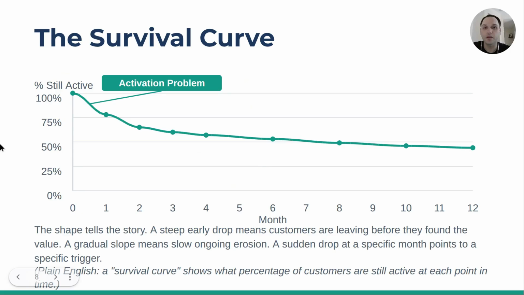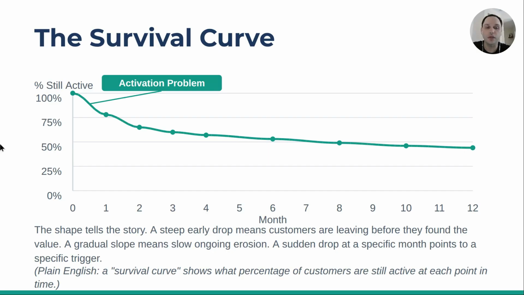The most revealing visualization in churn analysis is the survival curve, a line chart showing what percentage of subscribers are still active at each point in time, starting at 100% on day 1 and declining as customers churn out. For PulseApp, the curve drops steeply in the first 2 months, then flattens as it moves toward month 12. That steep early section is the activation problem we already identified in the cohort data, customers leaving before they found the value.